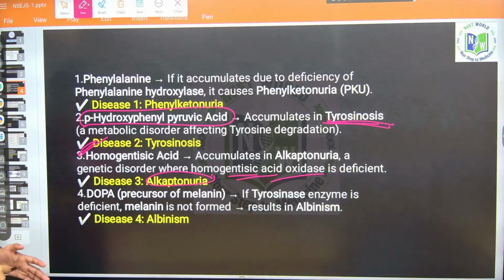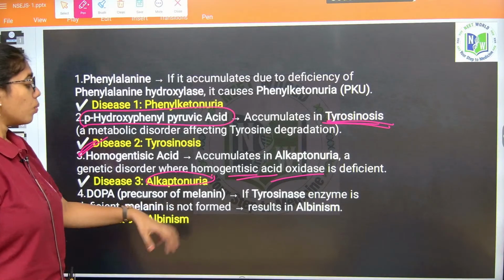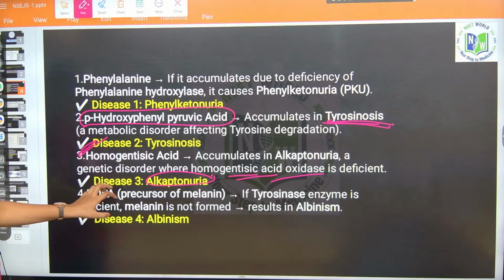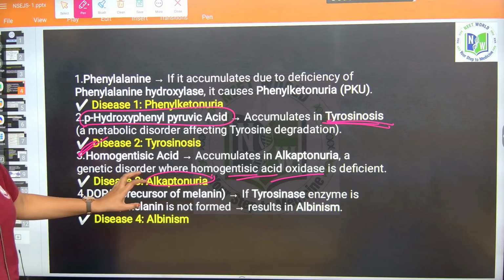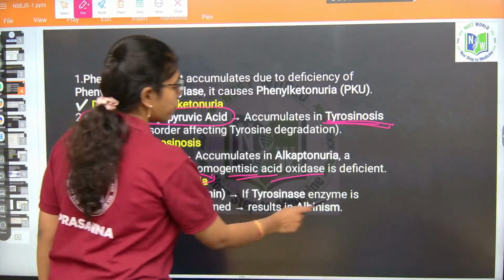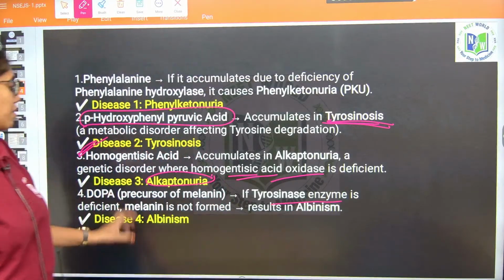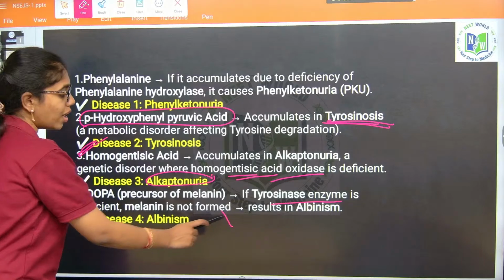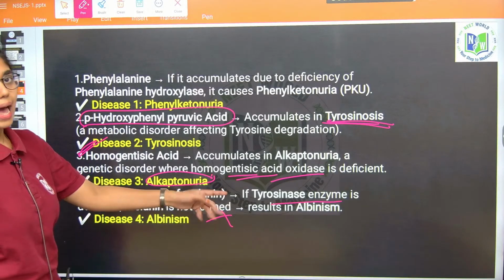And after this the disease is albinism, where DOPA, which is a precursor of melanin, gets accumulated. Melanin formation does not take place. If the tyrosinase enzyme is deficient, then melanin is not formed. This results in albinism.